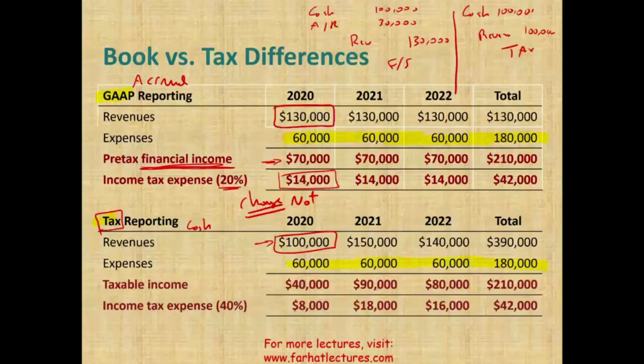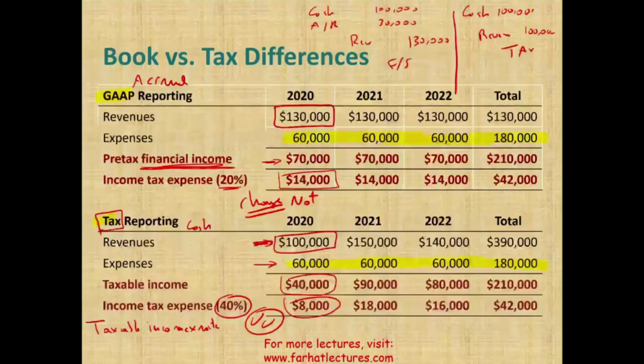Let me show you how we compute tax for tax purposes. So for tax purposes, we have revenue of $100,000, expenses of $60,000, taxable income is $40,000. Taxable income times 40% will give us an income tax expense of $8,000. This is how you compute your income tax expense. If you want to write it down, please go ahead. It's very important that you write it down. So you take your taxable income, taxable income times the rate, whatever that rate happens to be. This is how you compute your income taxes for tax purposes. Not the same for GAAP purposes.